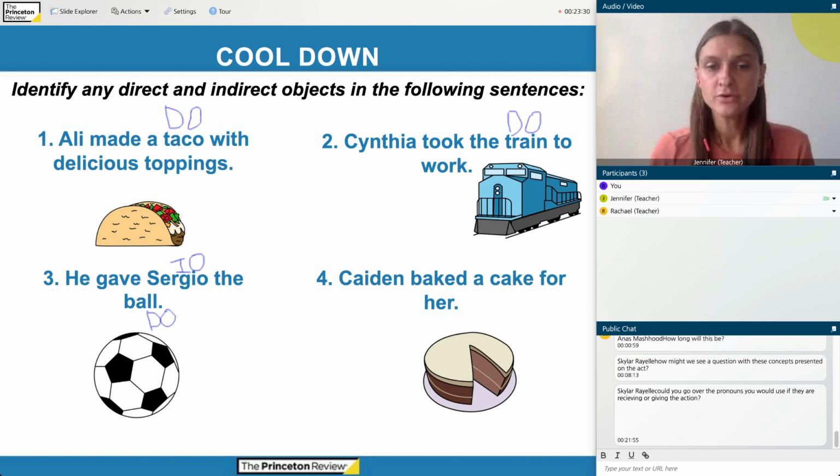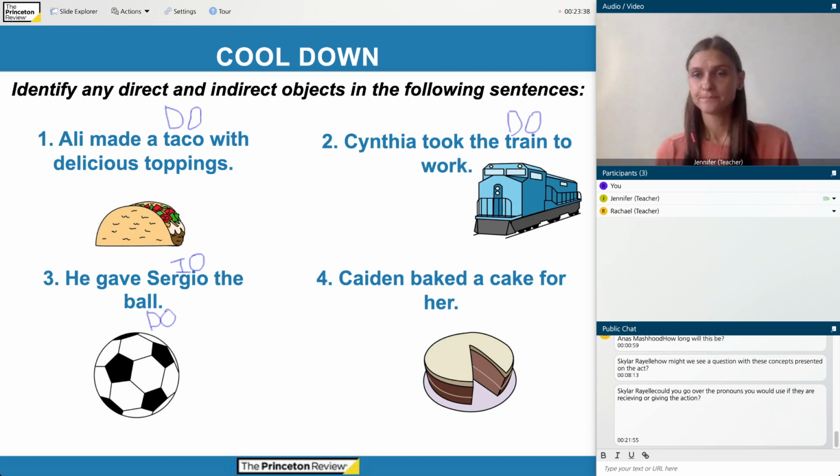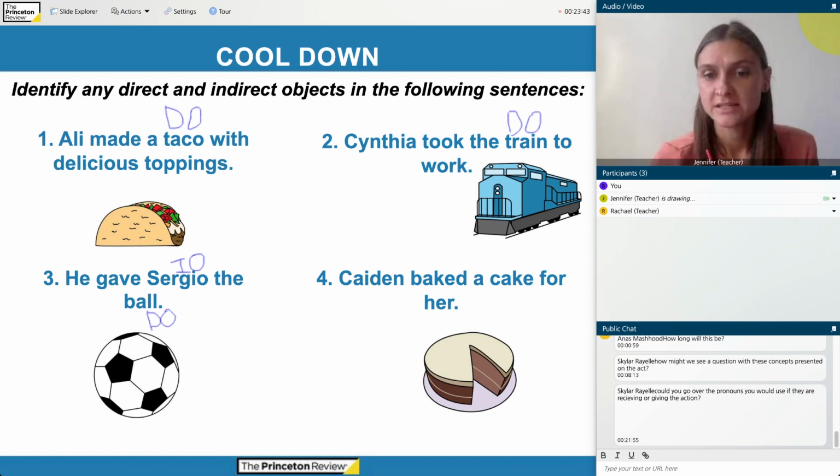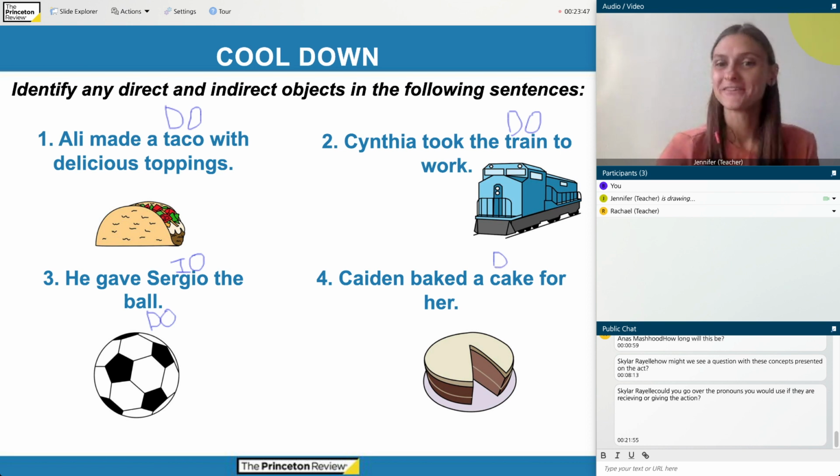Okay, and then number 4, Kaden baked a cake for her. Subject, Kaden. Verb, baked. Baked what? Baked a cake. So cake is the direct object. And did somebody get it? We don't know who her is, but her is a person. So her would be your indirect object.